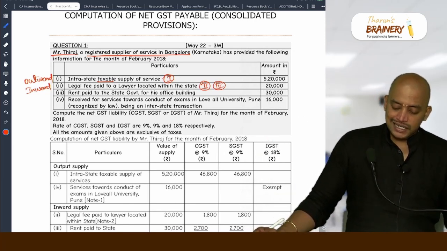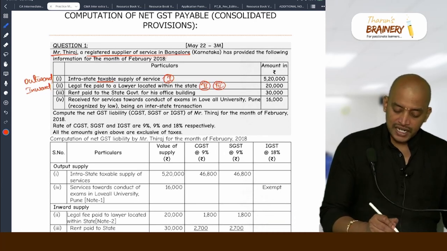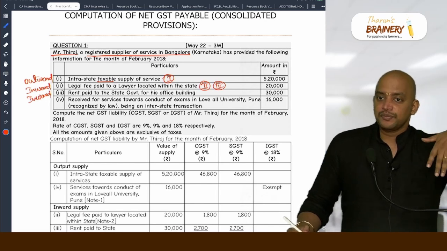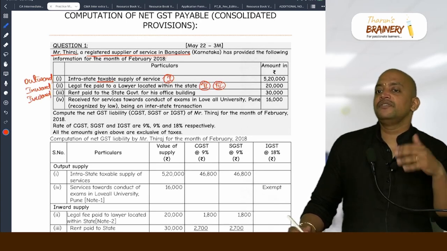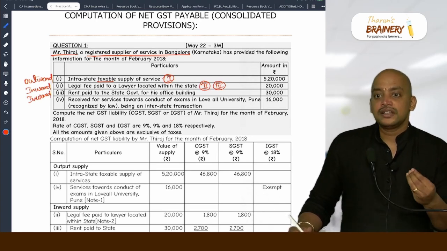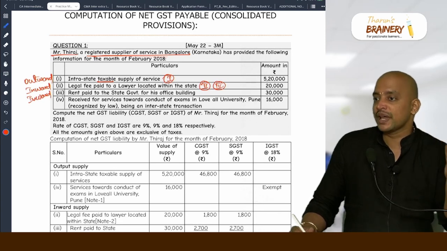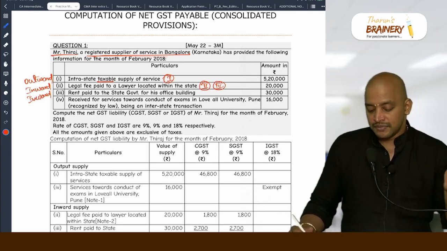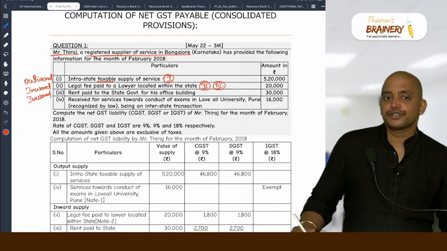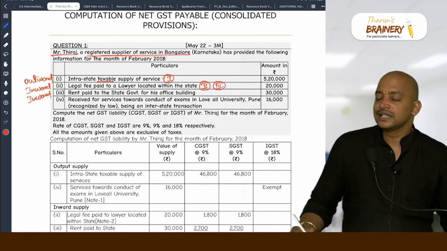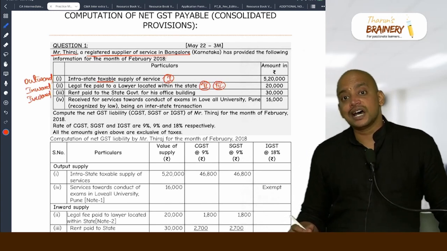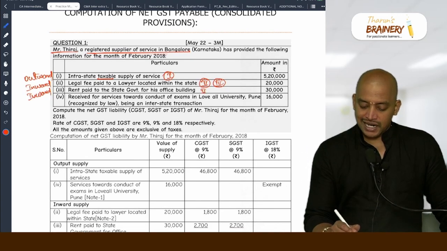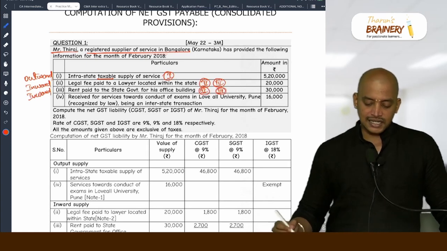Then rent paid to the state government for his office building. Outward or inward? Inward. Rent paid. You are paying the rent, means you are recipient. Supplier will not pay rent, will receive rent. Recipient only will pay rent. First you should know basic. Supplier is a person who receives money, recipient is a person who pays money. Are we paying or receiving? Paying. Means inward. Will it be coming under RCM? Yes. Renting of immovable property to business entity will come under RCM. So therefore it will be coming in second statement as well as third statement, ITC.